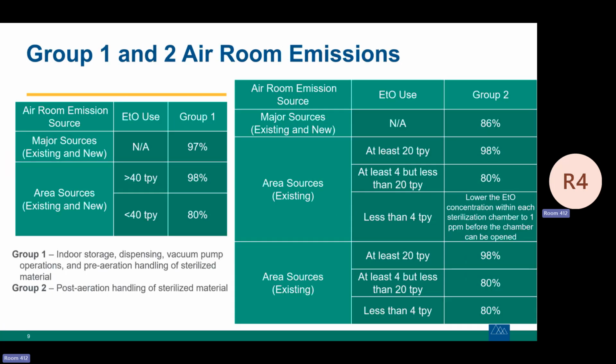The second half of this is room air emissions. These were previously unregulated. They didn't really worry about these as much in the previous rules. So now they're adding percent reductions on these as well. In the proposed rule, it was not percent reduction, it was usage rates, and now they've changed this to percent reduction. Group 1 is all your handling of ethylene oxide outside of those vented areas, vacuum pumps, pre-aeration handling of the material, and then Group 2 is going to be warehouse handling of post-aerated materials.